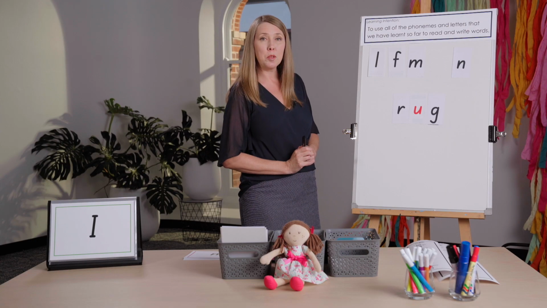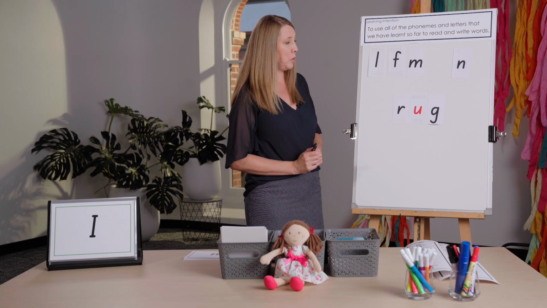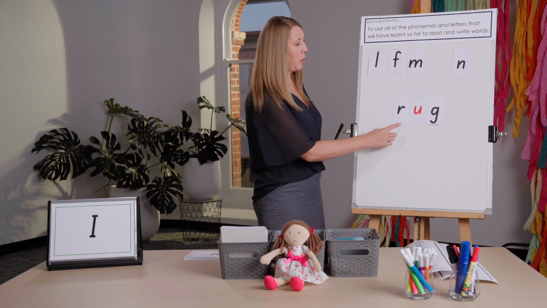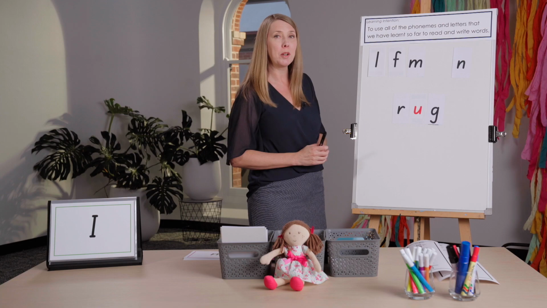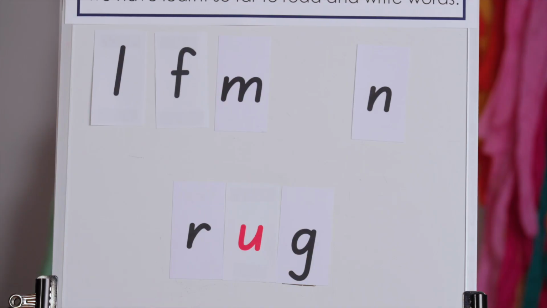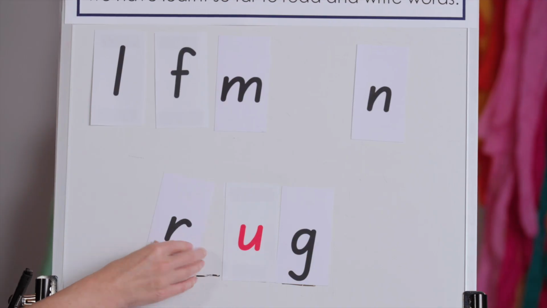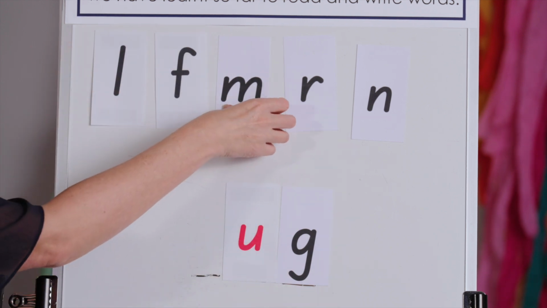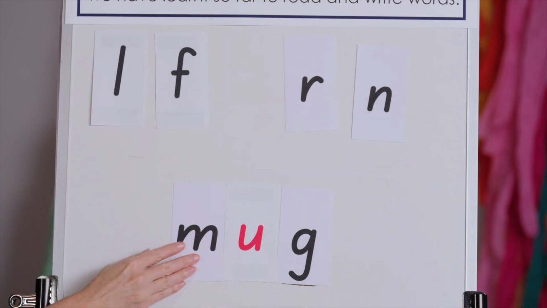We're going to change the word rug now into the word mug. What word? Mug. M-u-g. Which one do I need to change? That's right, it's the first one. So we take the R off. Which grapheme am I going to put there instead? M-u-g. Mug. Which grapheme do I need for M? That's right, it's the M.